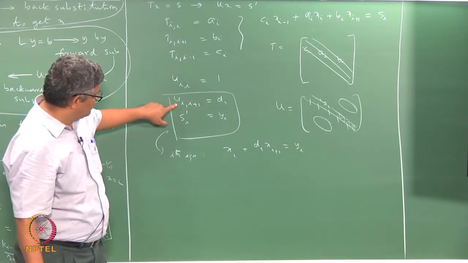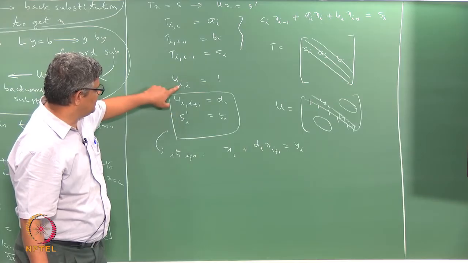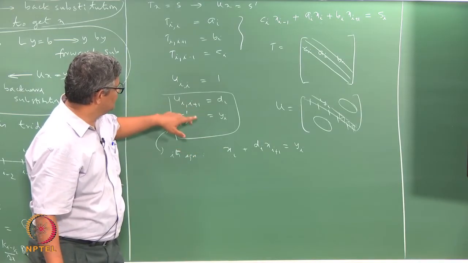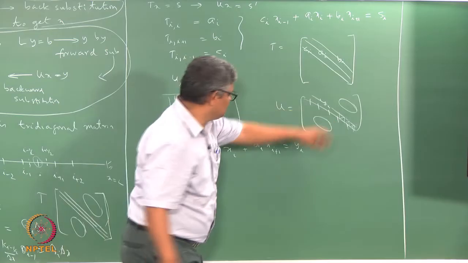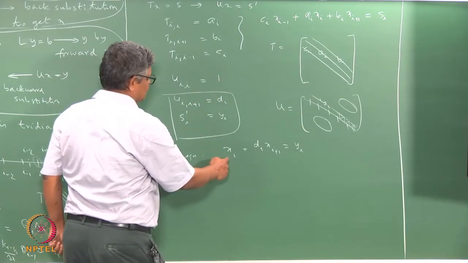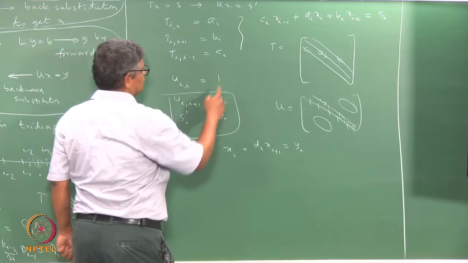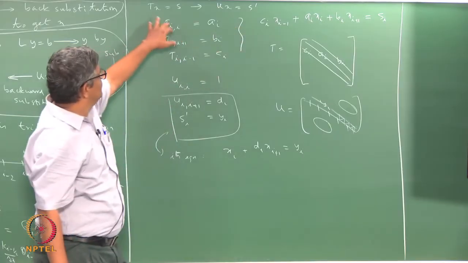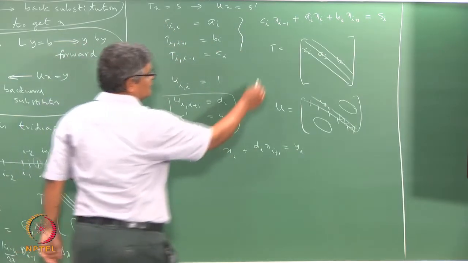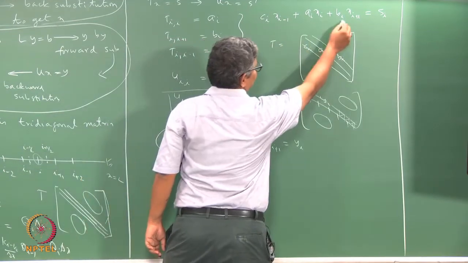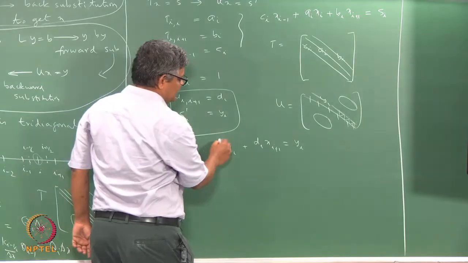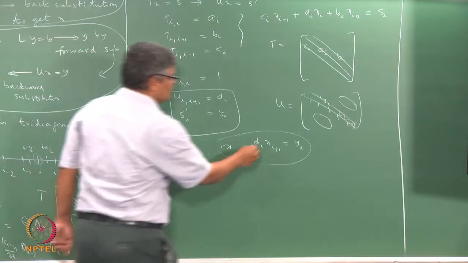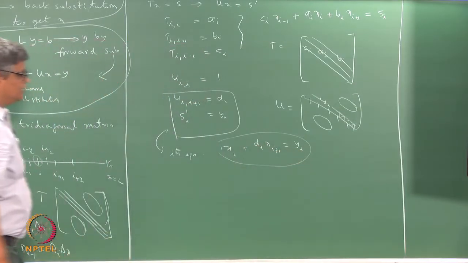Okay, so because uii is equal to 1, in the ith equation you have xi and xi plus 1. So this is the ith equation in Ux equal to y, and this is the ith equation in Tx equal to s. Whereas here you have 3 coefficients ci, ai, bi, in this equation this coefficient is 1 by choice, and this coefficient di and yi are to be determined yet.